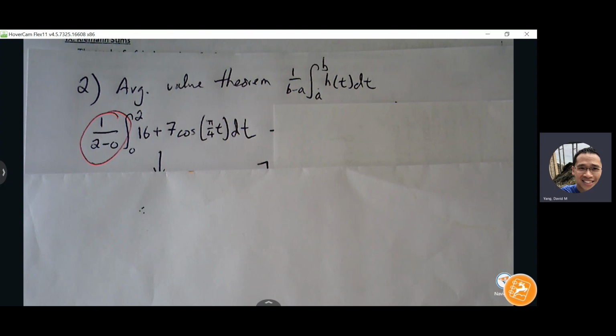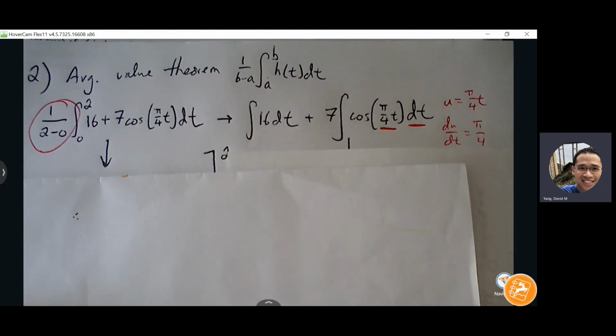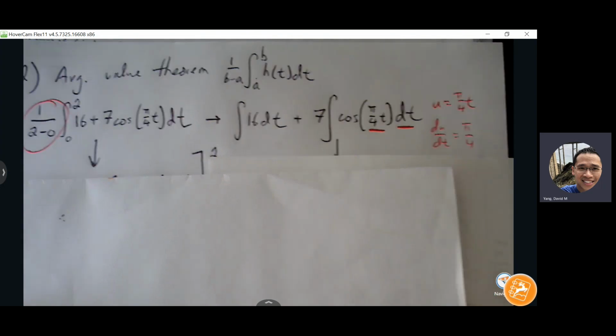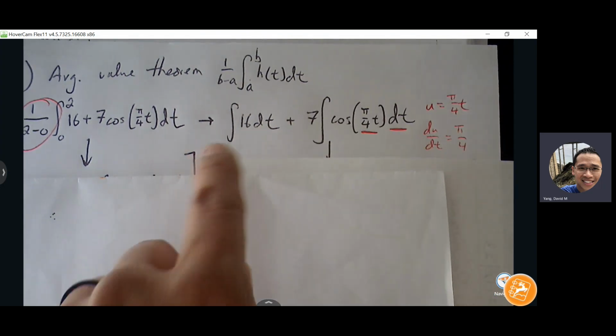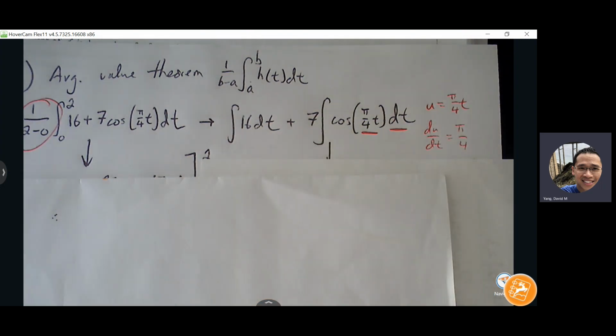All right, there's a bit of messiness inside the parentheses. So I've got to go through what process? U substitution, right? My u value is pi over 4t, and most of our work is going to be getting that 7 cosine of pi over 4t dt cleaned up. Okay, so I'm going to separate them into two separate integrals, so I understand that I'm dealing with them individually with their own separate rules.